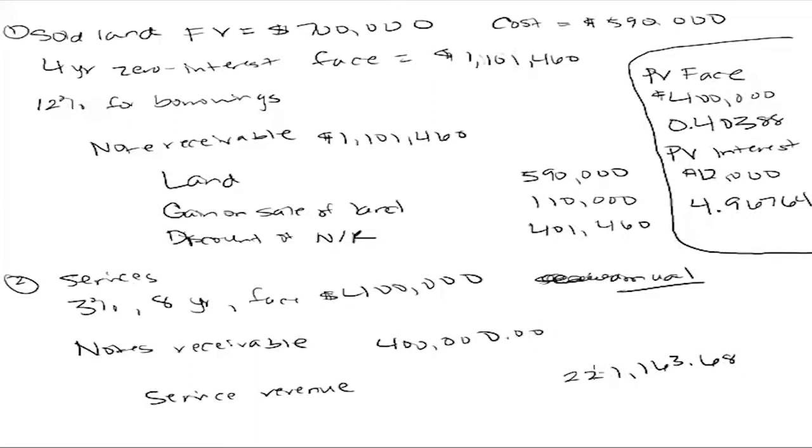The difference between these is the amount of the discount or the premium. In this case, it's a discount. Discount on notes receivable. I'll shortcut that one. And that is $178,836.32.